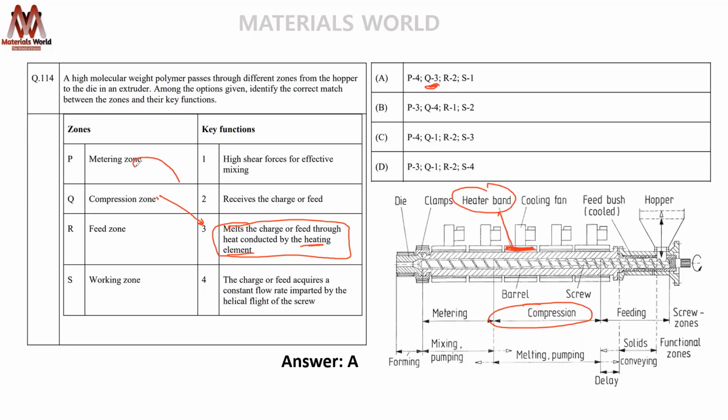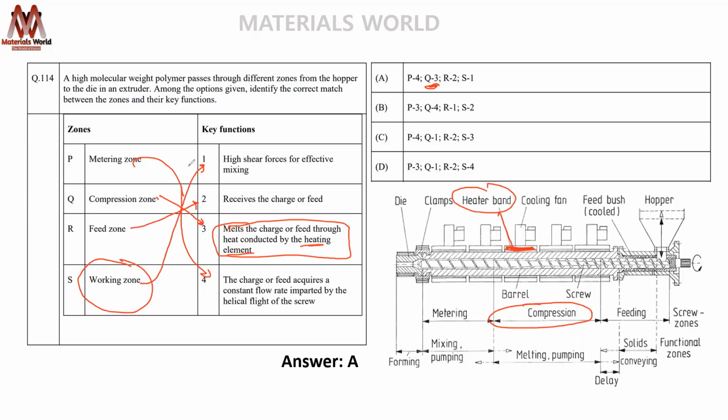Of course, the metering zone will have a fully developed, homogenized melt, so it is basically ready to flow. And your feed zone is R2, so P4. And the working zone: the actual definition of the working zone is that it will give you high shear forces for effective mixing.